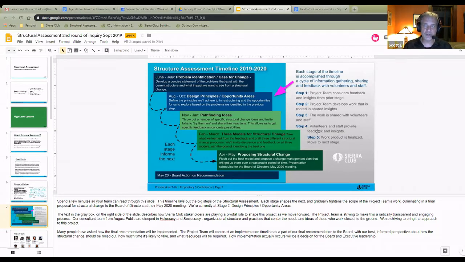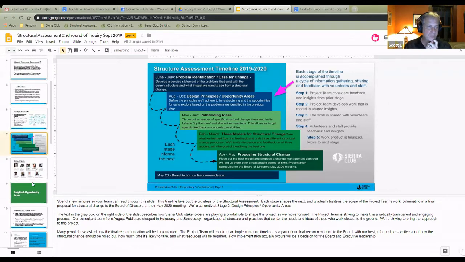In the gray box, you'll see what we're doing right now, which is at each stage of the timeline, we're going through where we're collecting, considering feedback and insights from the prior stage, developing work that's rooted in that feedback, sharing that work product with volunteers and staff, in this case, those opportunity areas and insights, soliciting your feedback, and then changing and modifying our work product and finalizing it before we move to the next stage.